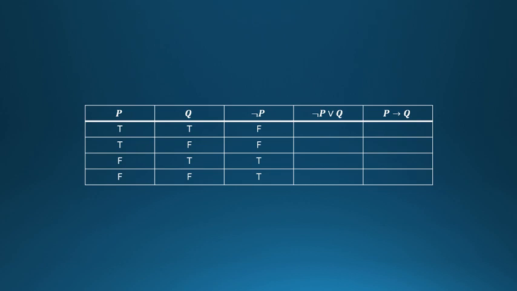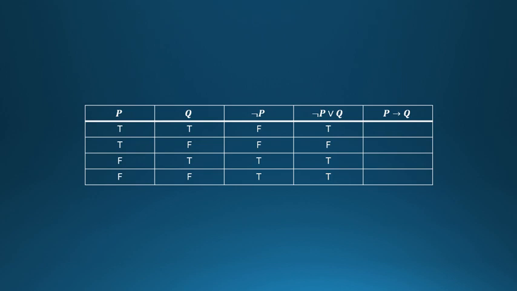Now we have not P or Q. We're going to take the disjunction of these 2 columns here. So a true or a false gives me a true. False or a false gives me a false. True or a true gives me a true. And then false or a true gives me a true. So there's that second to last column.